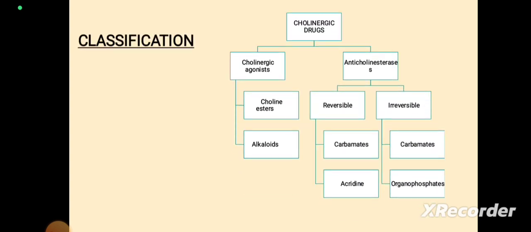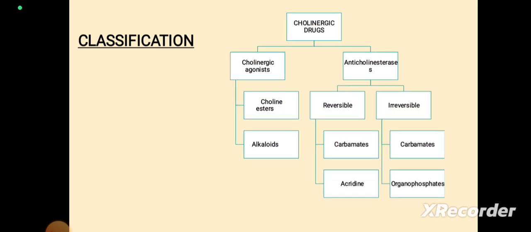Next, we move on to classification. Classification is the same as cholinergic drugs. Cholinergic drugs are classified into two types: cholinergic agonists and anticholinesterases. Anticholinesterases are inhibitors of the acetylcholinesterase enzyme.